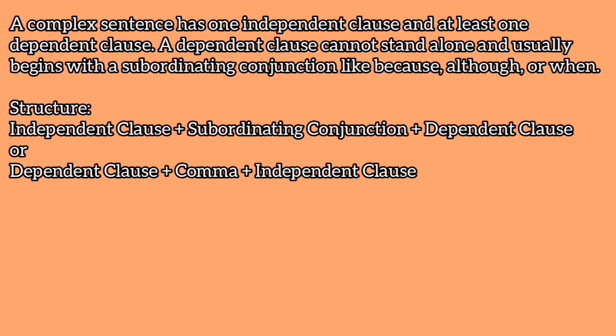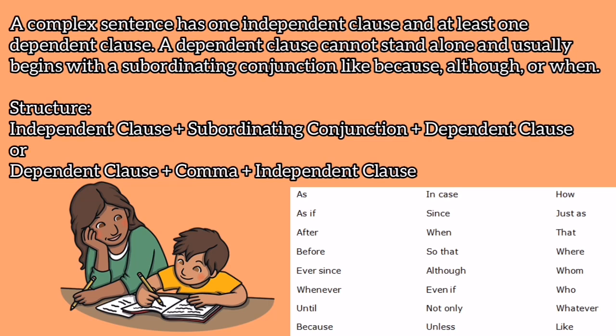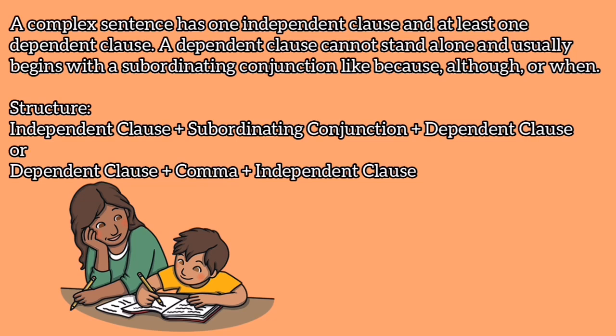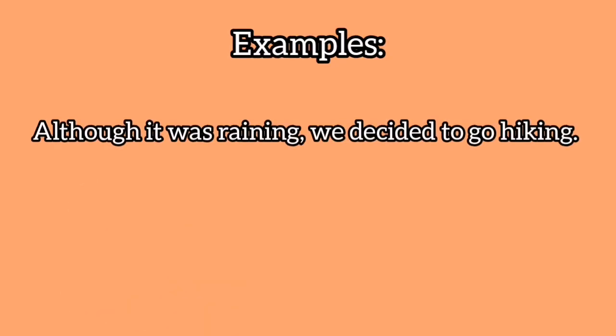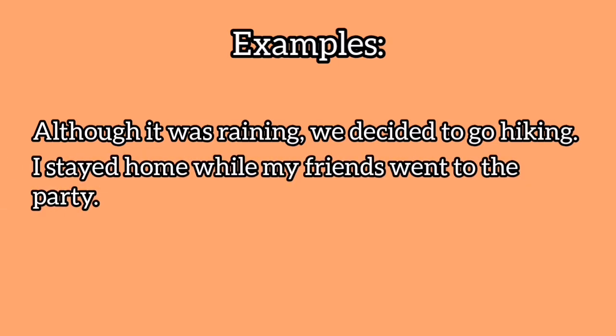A complex sentence contains one independent clause and one subordinate clause. They can be connected by either a comma or a subordinating conjunction. This kind of sentence provides more information and also explains or modifies the main point. Although it was raining, we decided to go hiking. I stayed home while my friends went to the party.